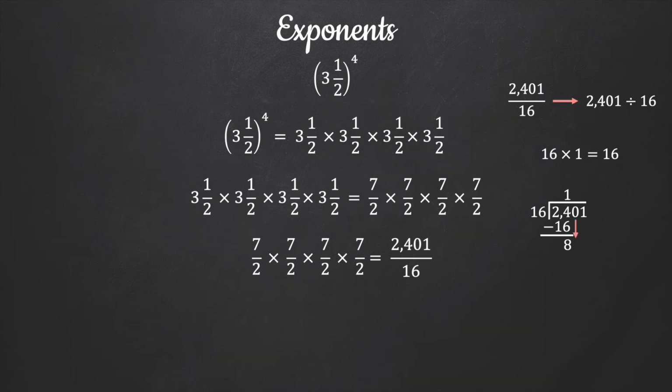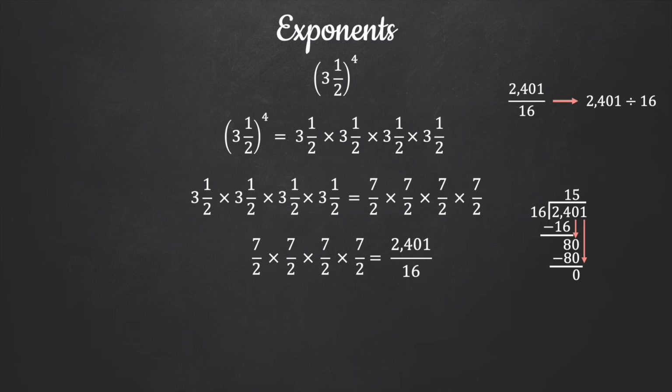So what we're going to do next is bring down the following digit. So we bring down the 0, and now we have 80, and we ask ourselves, how many times does 16 go into 80? Well, 16 goes into 80 5 times because 16 times 5 is equal to 80. So we're going to go ahead and subtract by 80. 80 minus 80 is equal to 0.